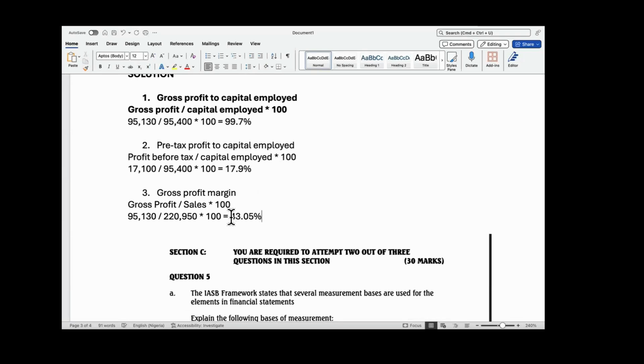So that means we have made a gross profit of 43% on every sale. That's not bad. If you are doing that as a business, you're doing well. That means if your selling price is 100 naira, your cost price will have been around 100 minus 43, which is not bad.